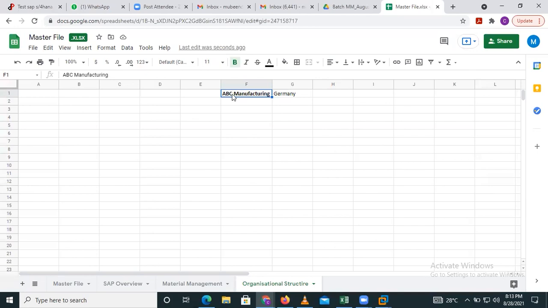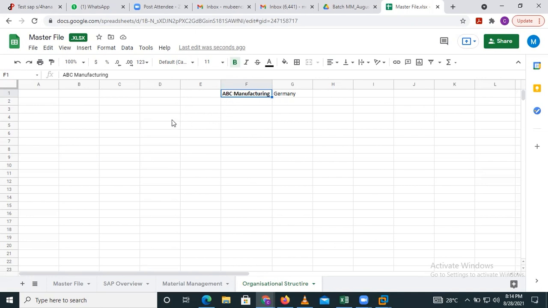And let's take an example. We are a part of ABC Manufacturing, or we are a part of some consulting company, Infosys, Wipro, and we are helping ABC Manufacturing to implement their SAP. Okay, so we have the company ABC Manufacturing.